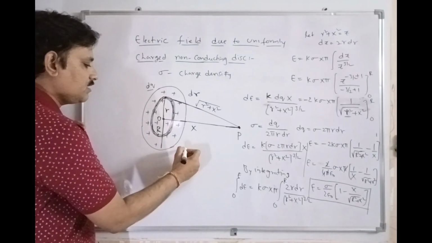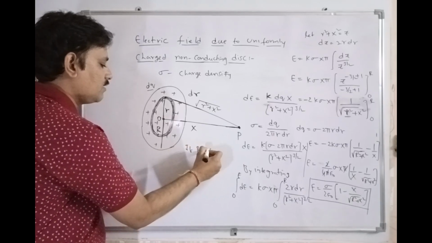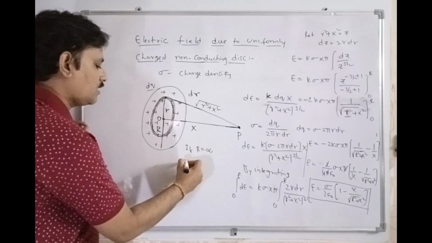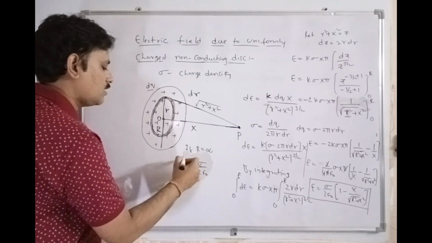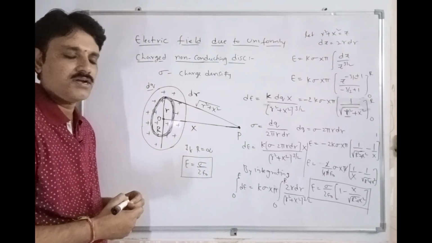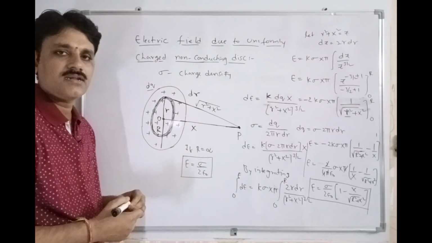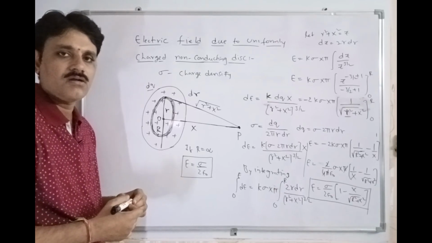Suppose the disk has infinite radius. If R is equal to infinity, then what happens? E is equal to sigma by 2 epsilon naught. So if the disk has unlimited radius, then the electric field with respect to the disk is equal to sigma by 2 epsilon naught.